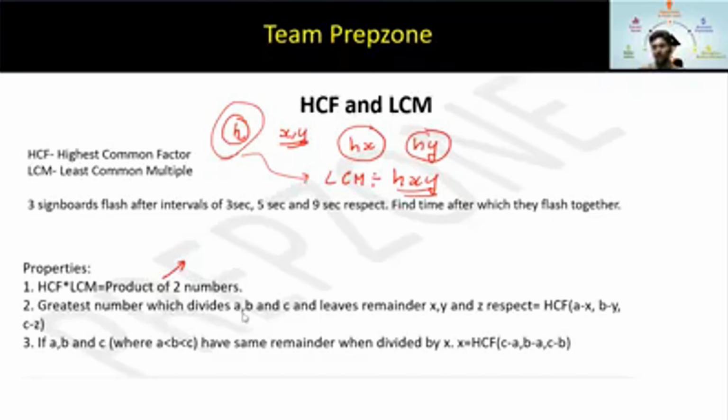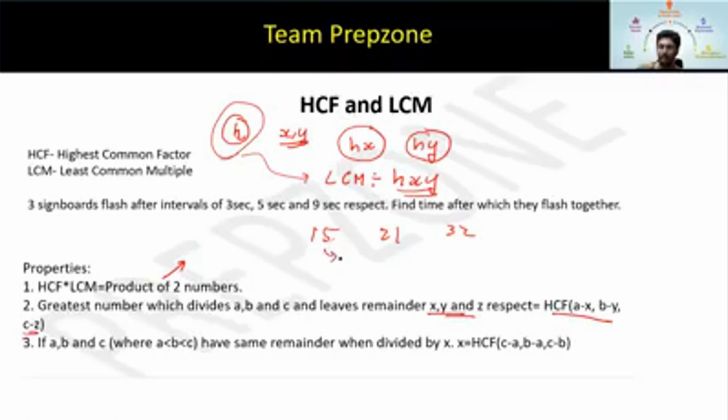The greatest number which divides a, b, c and leaves remainders x, y, z is the HCF of this. Why does this property hold? Again, due to the remainder theorem. How? Suppose there is a number which is dividing, let's say, 15, 21 and 32, any random numbers.